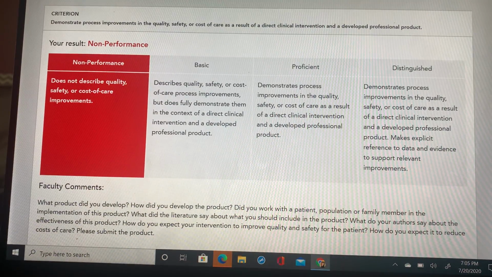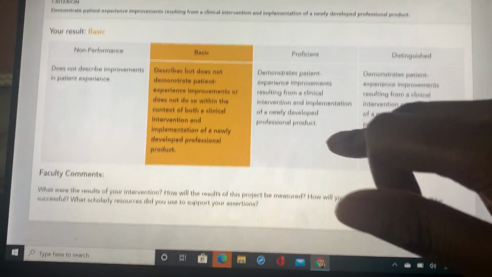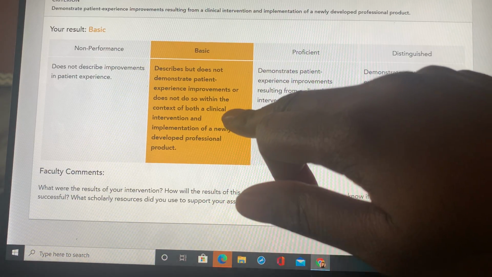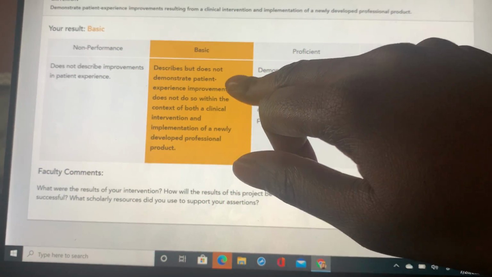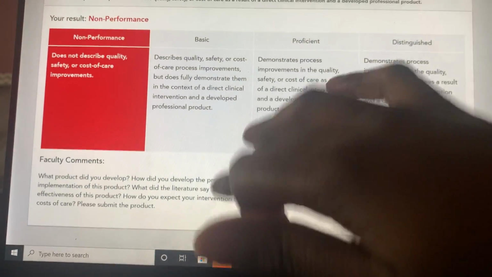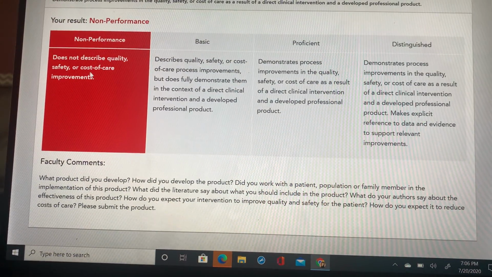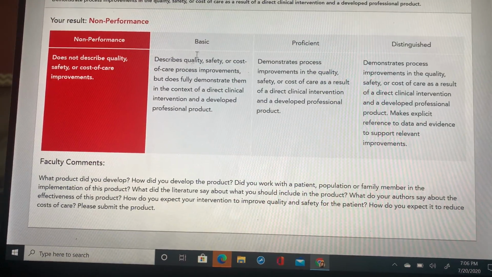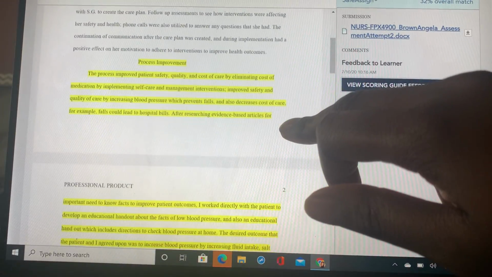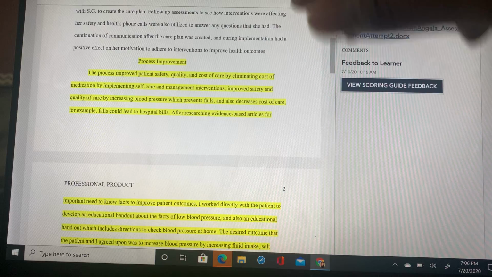Okay, safety. I had got not. That was the other one I got non-performance on, and then basic was improvement of patient experience. Okay, so it does not describe quality, safety, or cost of care improvements. Let's go to it. Process of improvements.